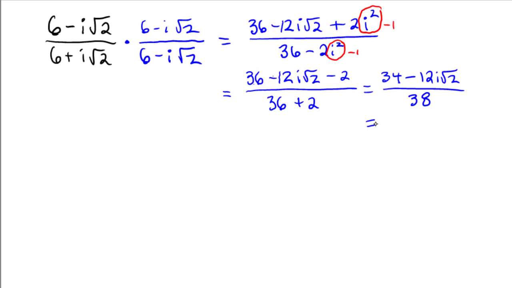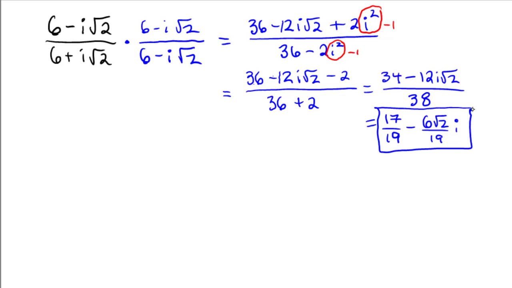Okay, then now we can simplify a little bit more because I can change this into the standard form and I can reduce out the 2 that's common to everything. So if we reduce 34 over 38 by factoring out 2, you'd be left with 17 over 19. Of course it's minus, and then if we factor out the 2 from the top and the bottom on this one, we'd have a 6 rad 2 over 19. And that's against an i. So the final answer for this one in the standard form would be 17/19 minus (6 rad 2 over 19) i.